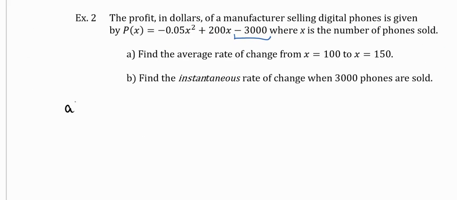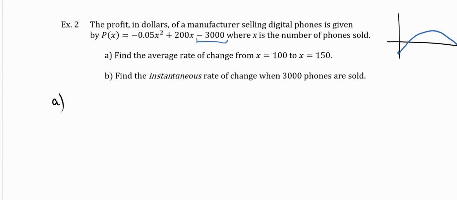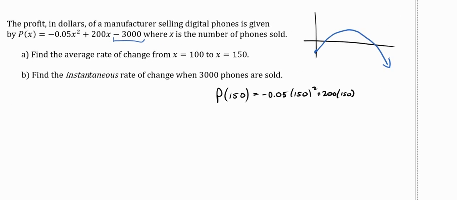All right, so let's go ahead and do A. So again, we need to find the value of the function at both of these. Negative 0.05 times 150 squared plus 200 times 150 minus 3,000. And P at 100.